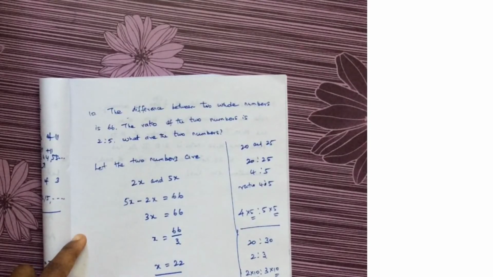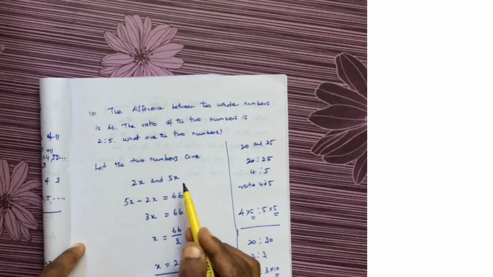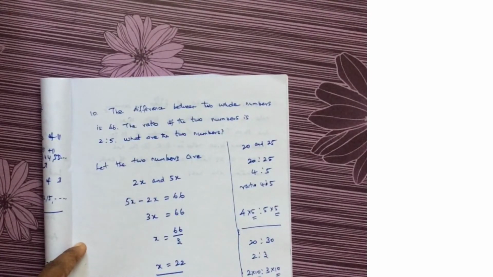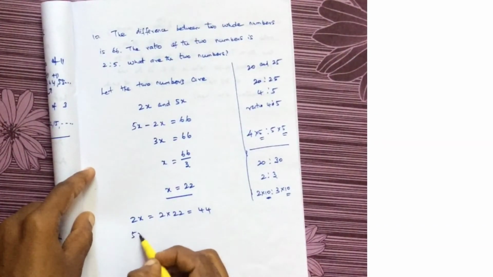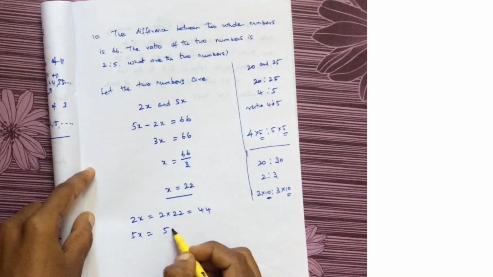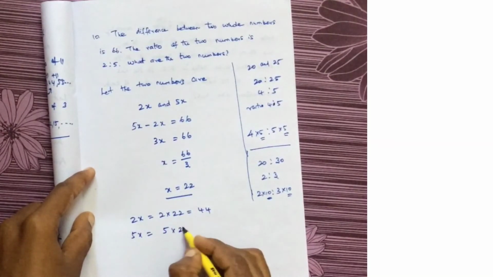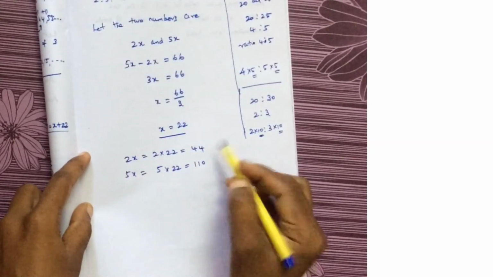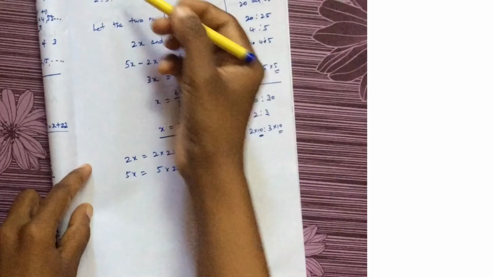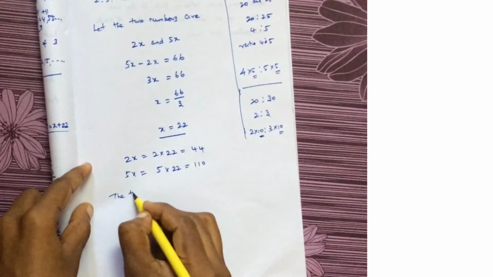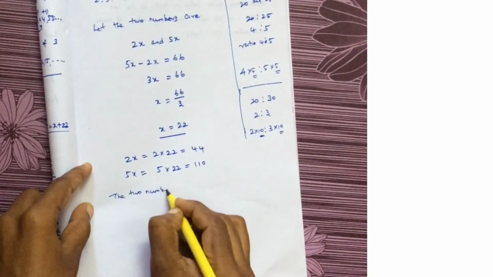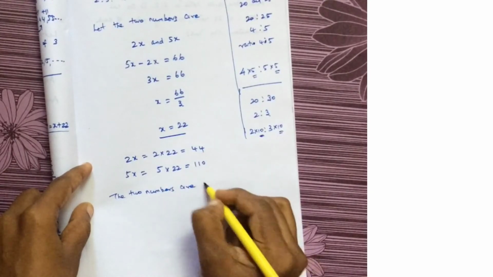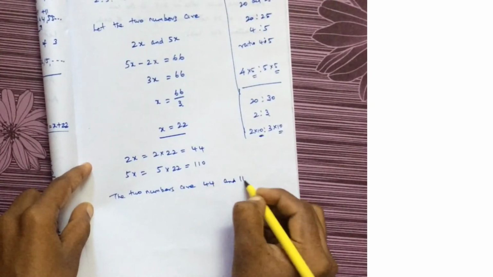Now you got what x is. You have to find the numbers, which are 2x and 5x. 2x equal to 2 multiplied by 22, that is 44. 5x equal to 5 multiplied by 22, that is equal to 110. Okay. Now we can subtract 110 minus 44. You will get this 66. What are the two numbers? The two numbers are 44 and 110.